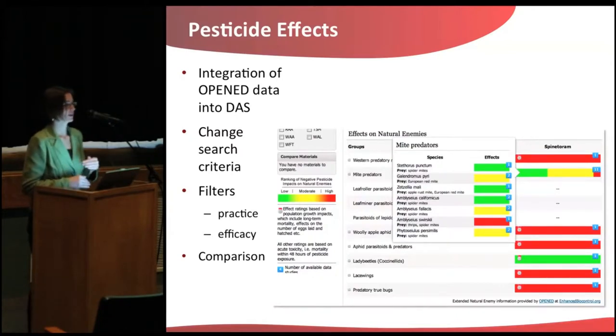If you want to compare the pesticides in more detail, then we list out that different natural enemy groups by what they feed on in the orchard. You can see the mite predators, or you can see leaf roller parasitoids grouped together, woolly apple aphid parasitoid, or other aphid predators and parasitoids. And if you hover over each of those color gradients, you can go into more detail if you're interested in what kind of species we're talking about that make up this color gradient. All right.